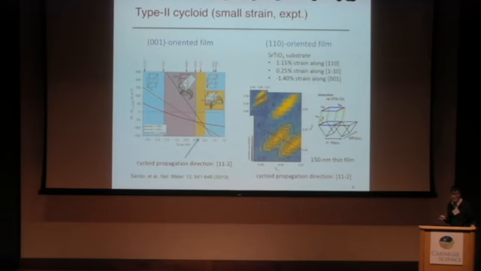There is also a type 2 cycloid in BFO. For instance, in 001-oriented film, under small compressive strain, the type 1 cycloid is stable. But for small tensile strain, the type 2 cycloid with a propagation direction of 1-2 is more stable. The same type of cycloid is also observed in 110-oriented film by our collaborators, with strontium titanate as the substrate.